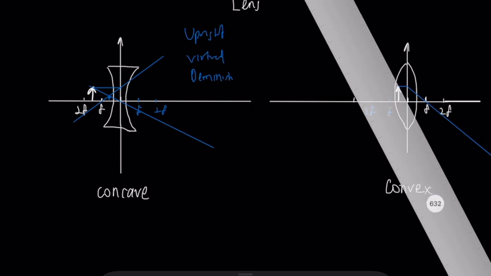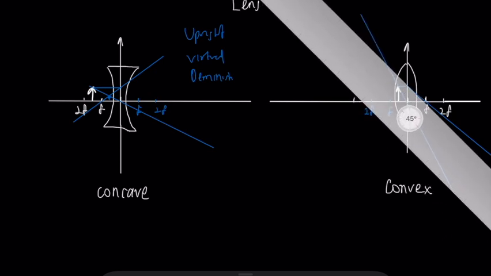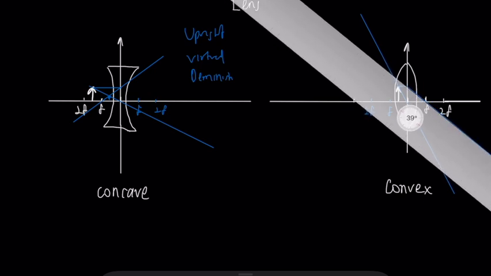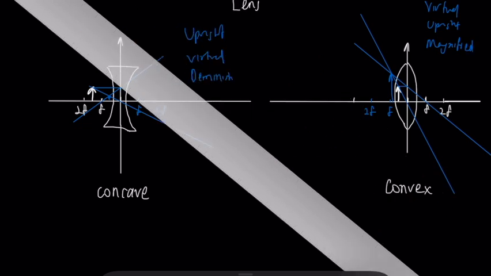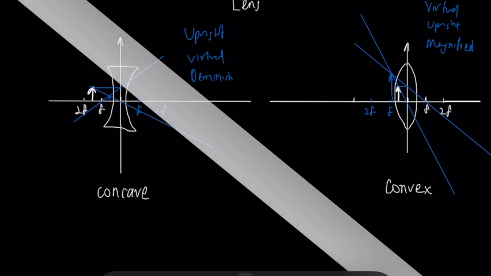Oh, sorry. So this time it's actually no longer at the other side, it's actually outside, which means it's here. Look at it. So now it's virtual because it's upright and it is magnified. So yeah, that's basically it. Very simple, right?